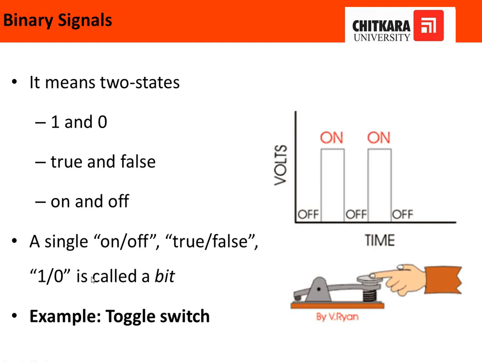The best example of a binary signal is given by this GIF, where the hand of the man is just representing the state of the device. When the finger is pressing that particular switch, it gives the on state, which is denoted in red color. When it releases the finger, it gives the off state. If we clearly see this graph, the off state denotes the 0 and the on state denotes the logic 1.